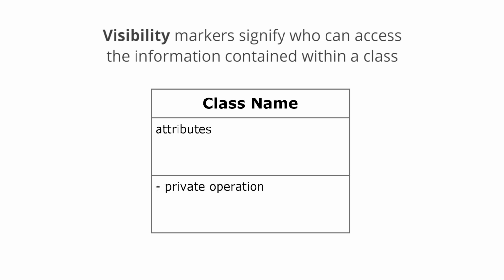Private visibility, denoted with a minus sign, hides information from anything outside the class partition. Public visibility, denoted with a plus sign, allows all other classes to view the marked information. Protected visibility, denoted with a number or hash sign, allows child classes to access information they inherited from a parent class.